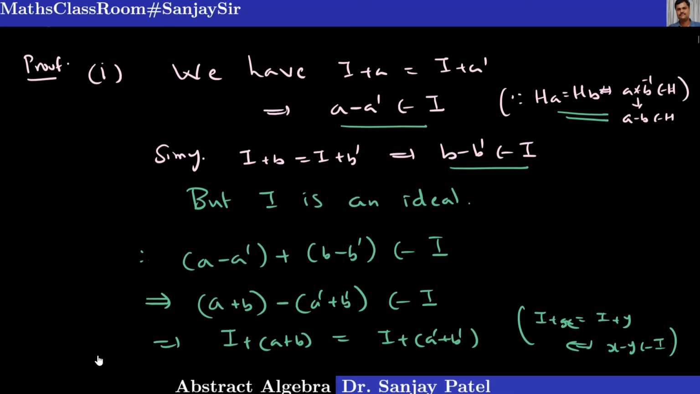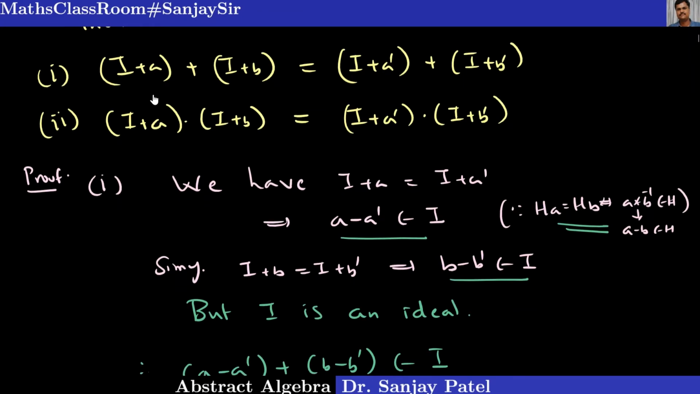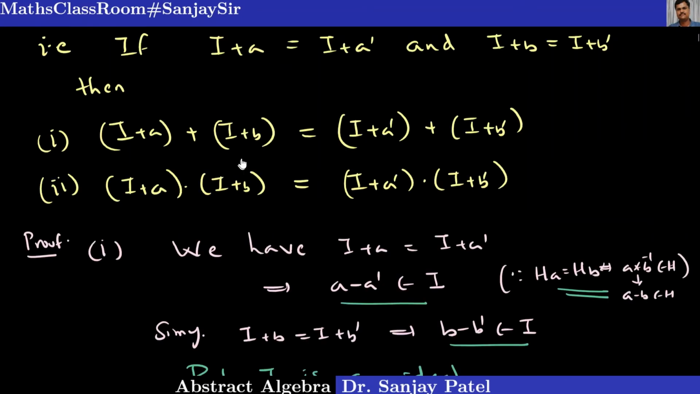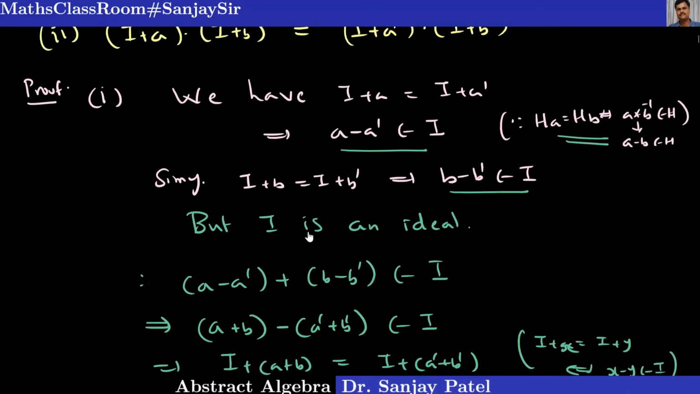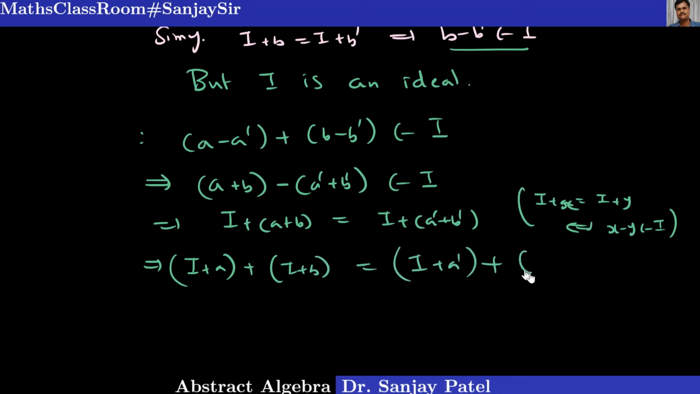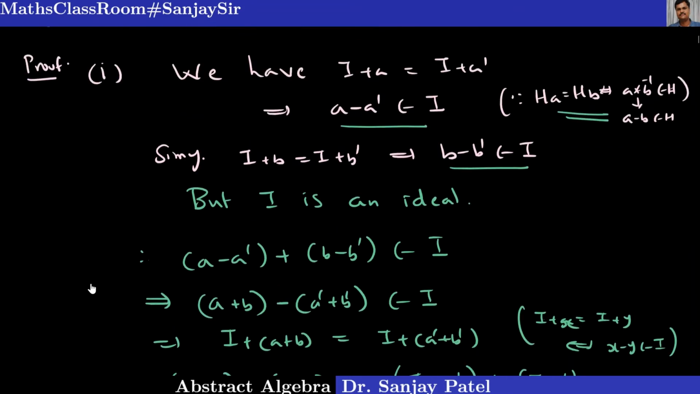So this is proved. The first result is proved: (I + A) + (I + B) is the same as (I + A') + (I + B'), because by our definition this thing is nothing but I + A + B, and this is by definition I + A' + B'. So the operation of addition of cosets in R mod I is independent of representation.